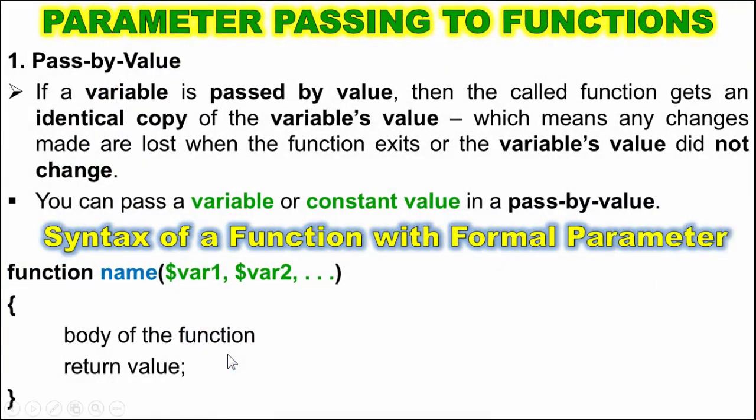Parameter passing to functions. Number 1. Pass by value. If a variable is passed by value, then the called function gets an identical copy of the variable's value, which means any changes made are lost when the function exits, or the variable's value did not change. You can pass a variable or constant value in a pass by value.